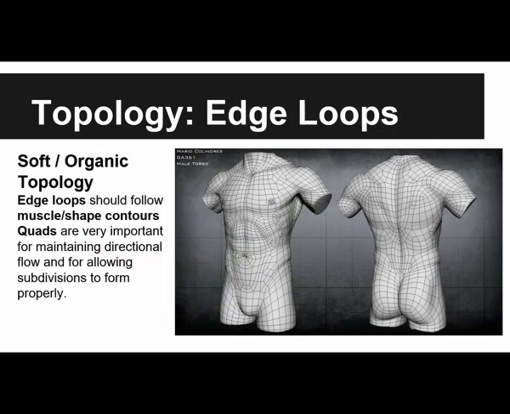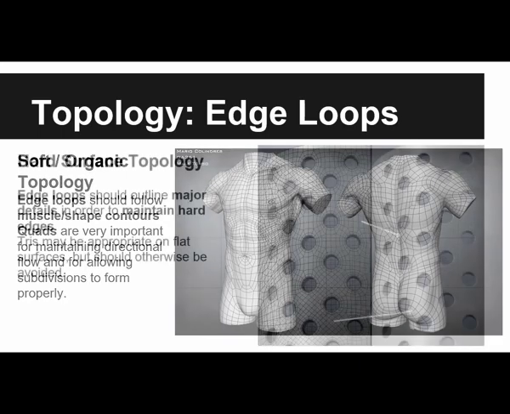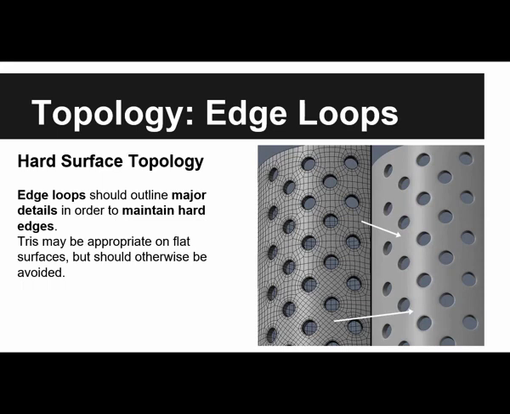Soft organic topology. Edge loops should follow muscular shape contours. Quads are very important for maintaining directional flow and for allowing subdivisions to form properly. Hard surface topology. Edge loops should outline major details in order to maintain hard edges. Tris may be appropriate on flat surfaces but should otherwise be avoided.